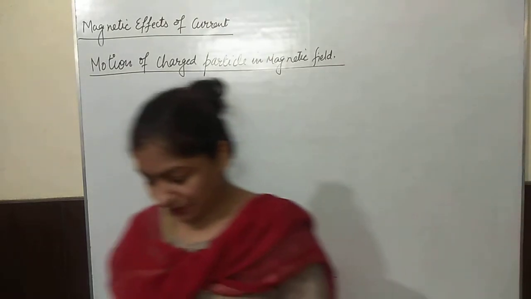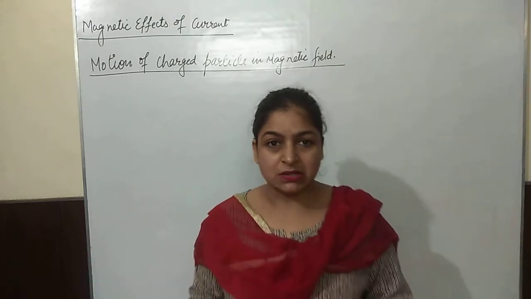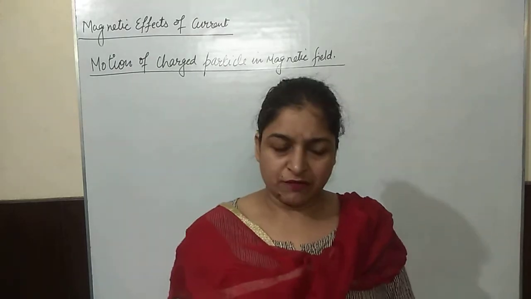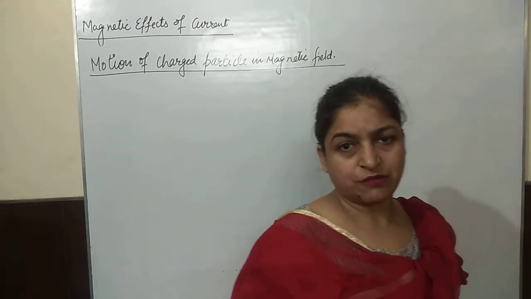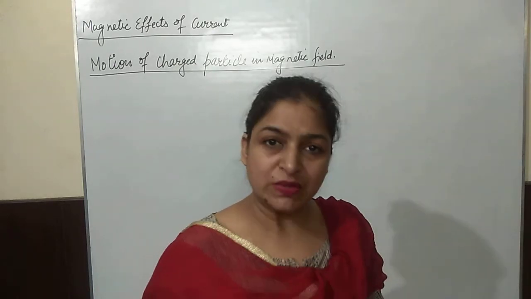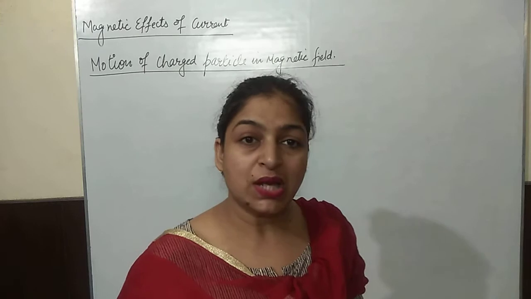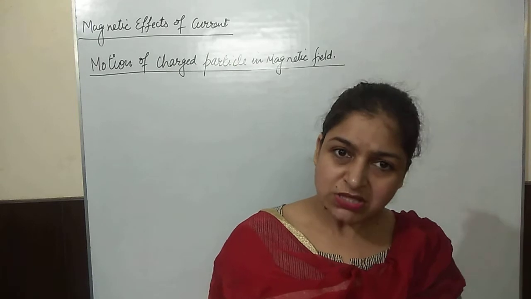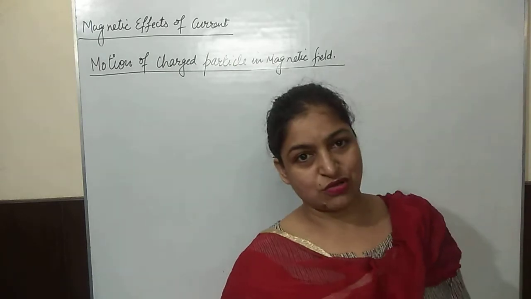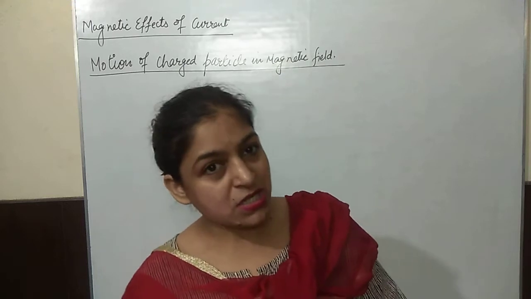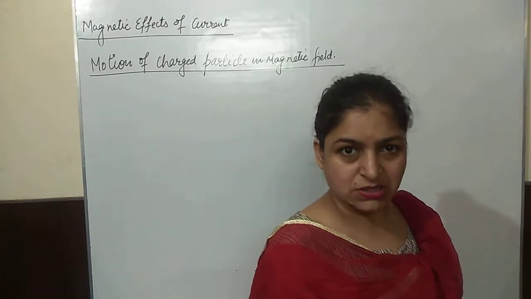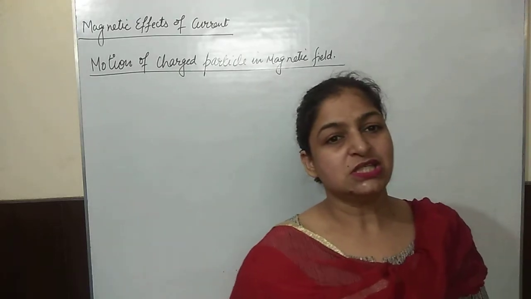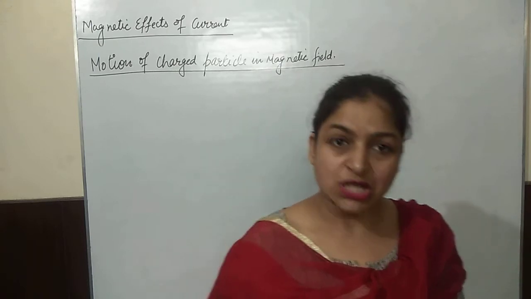Our next topic is motion of a charged particle in a magnetic field. Now, we know that if a charged particle is moving in a magnetic field, then the magnetic force will start acting on it. And we know that the magnetic force does not do any work. Magnetic force is responsible for the change in the direction of the charged particle, meaning the particle will keep moving with uniform velocity or the same speed. The force is just changing the direction of motion of the charged particle.